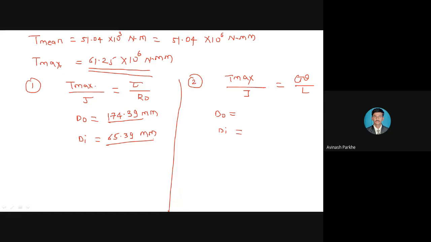Yes, based on the shear stresses, 174.38 and 65.39. Now for the second condition, based on the angle of twist, what will be the answers?